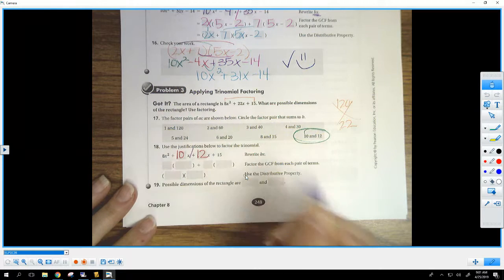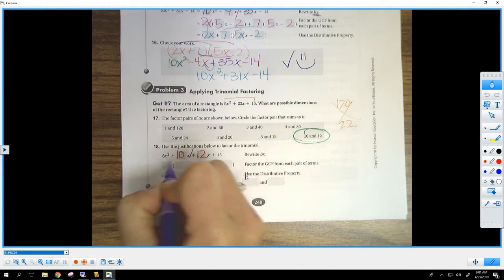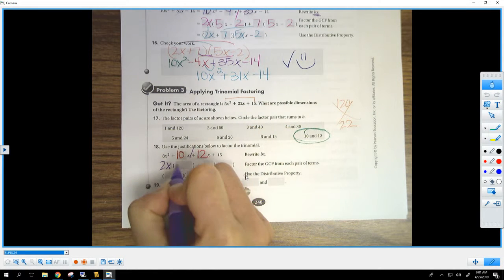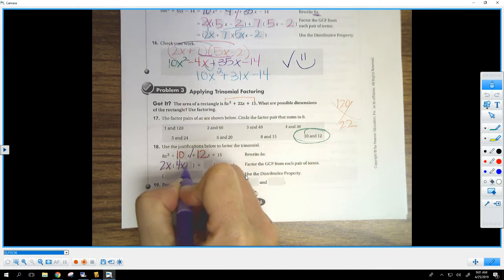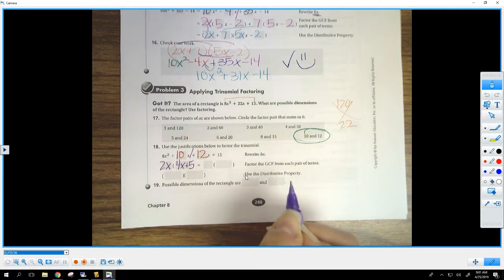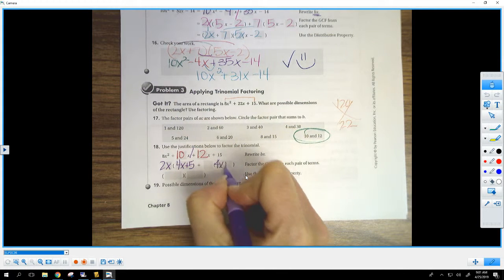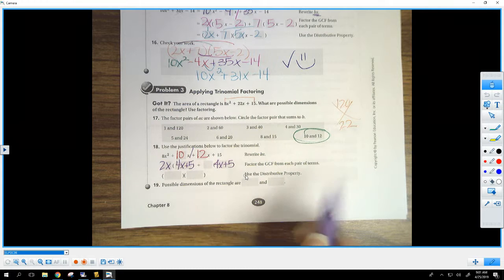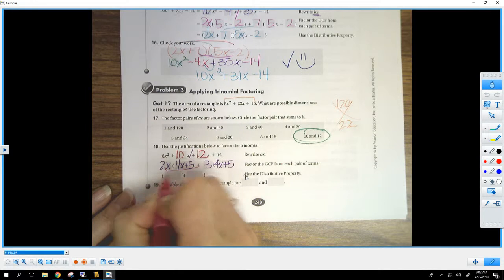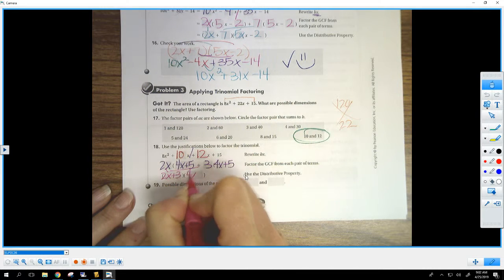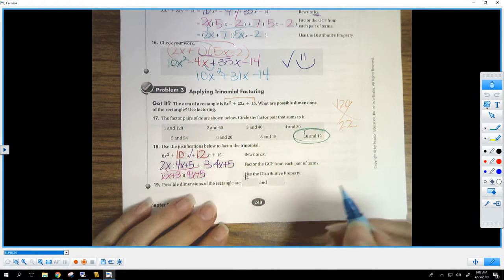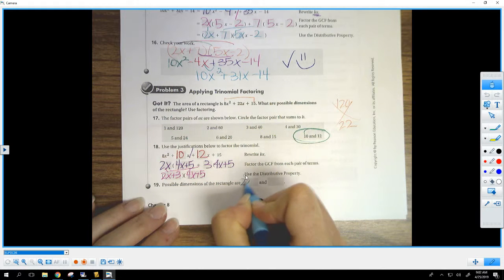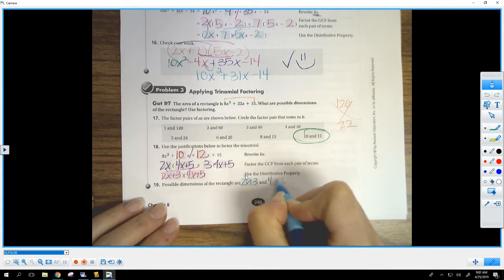Again, cut it in half. My GCF is going to be 2x. You're left with 4x plus 5. So this must be 4x plus 5. What times 4 gives me 12? That's a 3. These two go together, 2x plus 3, 4x plus 5. So then the dimensions of my rectangle are simply going to be 2x plus 3 and 4x plus 5.